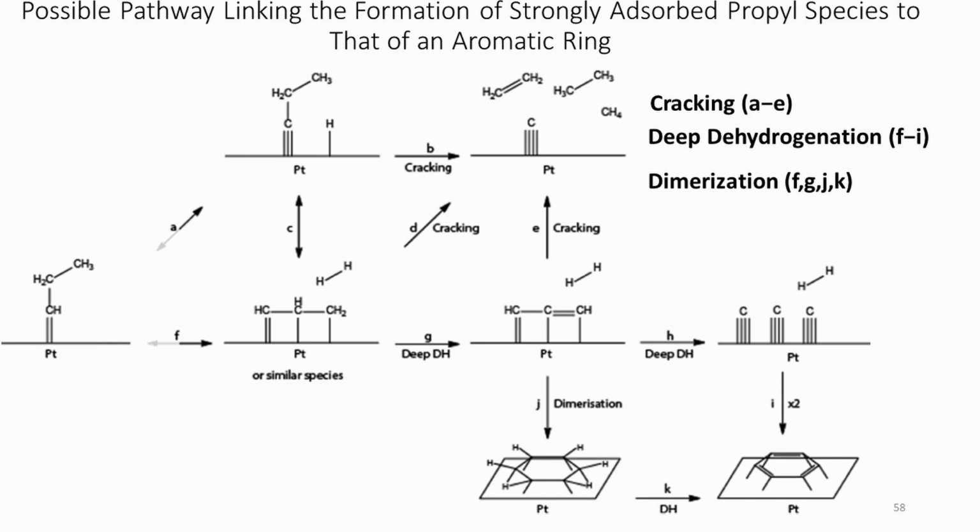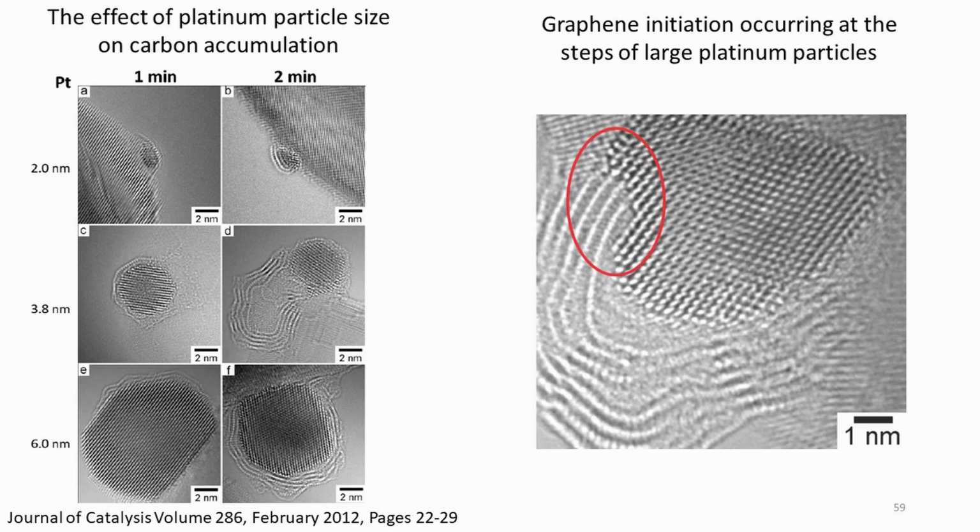In the scheme, several pathways for the formation of the first aromatic ring structure from propylene and similar molecules are proposed, which include cracking, deep dehydrogenation, and polymerization reactions. The formation of graphene layers on magnesia-supported platinum nanoparticles was studied by both in situ and ex situ high-resolution transmission electron microscopy. The high-resolution TEM image indicates that graphene sheets grow from steps in the surface of platinum nanoparticles.